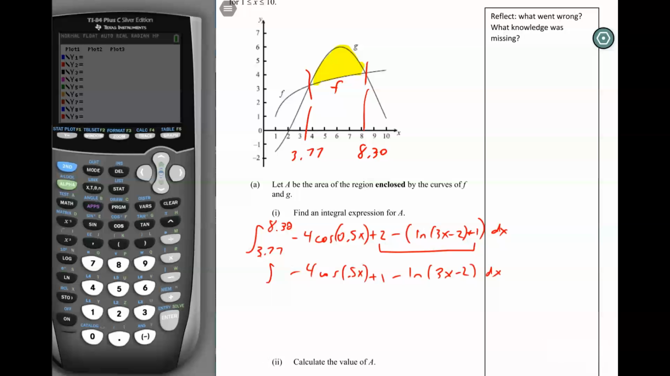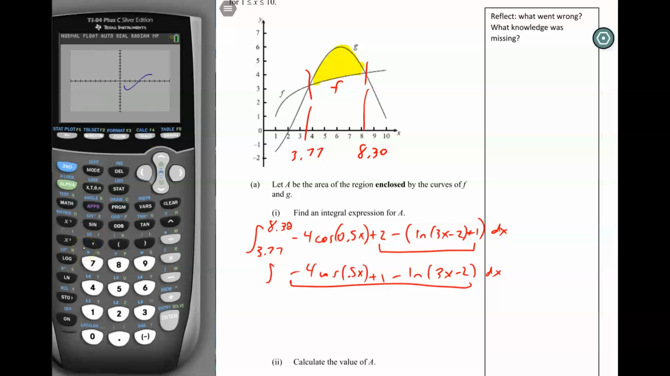Let's plug it into the calculator. How do we do that? We're going to put this into y equals, and then we're going to do second calc integrate on it. So let's do that. We're going to put negative 4 cosine 0.5x, close parentheses, plus 1 minus natural log. Oop, they already have parentheses. 3x minus 2. And that's it. Now we're going to do second calc, which is number 7.